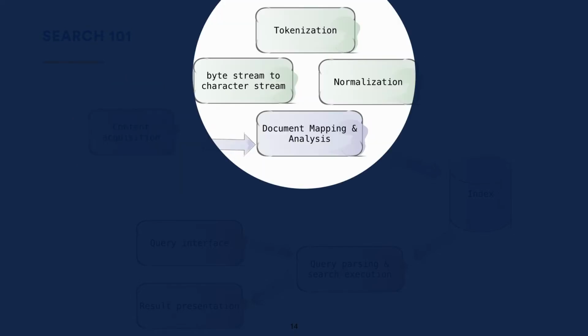You then feed that stream of characters into the next phase, and that is broadly called the analysis phase. And the first step is that you want to turn that stream of characters into a stream of tokens.